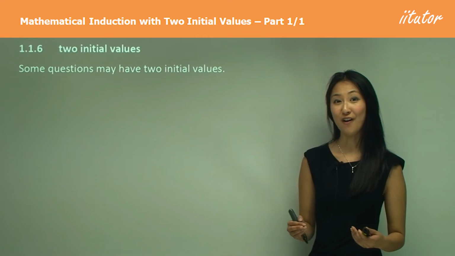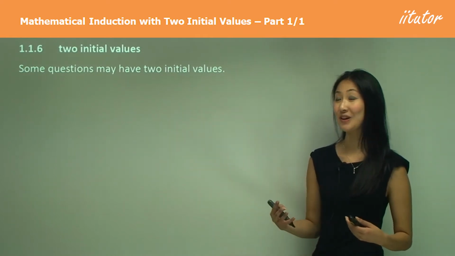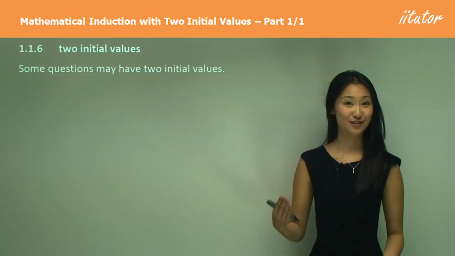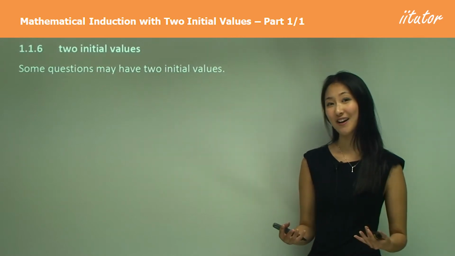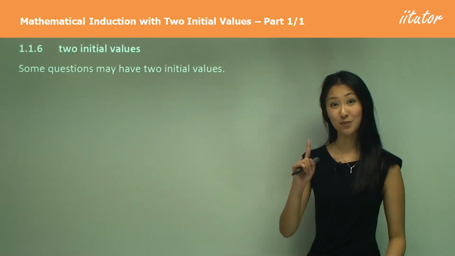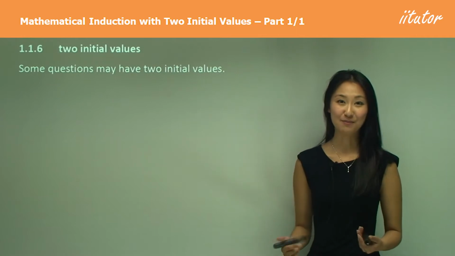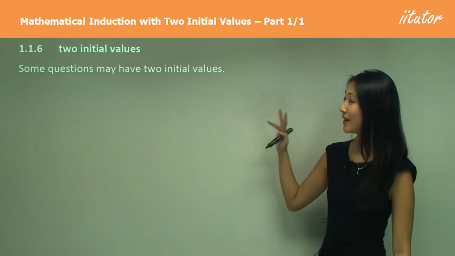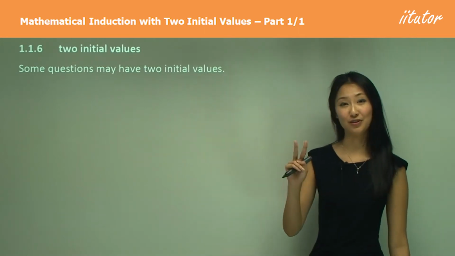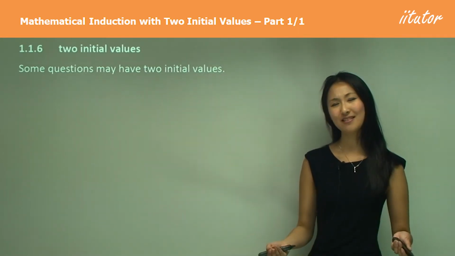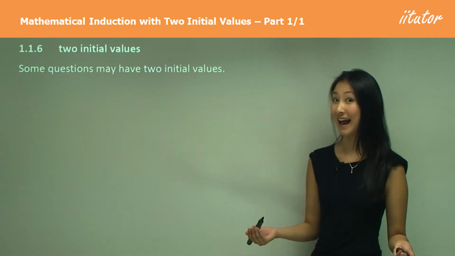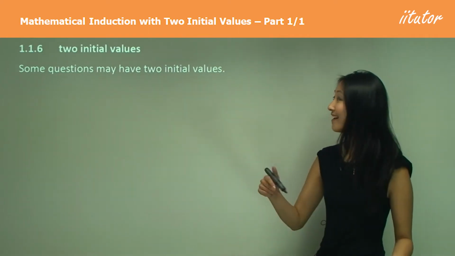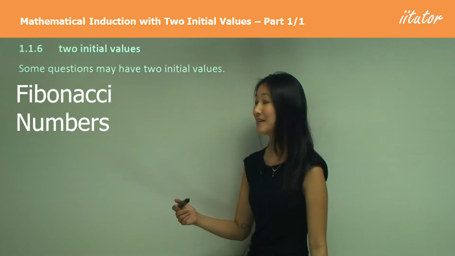Now I want to move on to the topic of induction, which involves two initial values. So far in all our questions, we've been working with just one initial value, for example, n equals 1 or n equals 0. Now there's a special question which involves two initial values. Can anyone think of a sequence which may have two initial values? Yeah, that's right. There's our Fibonacci numbers, isn't there?